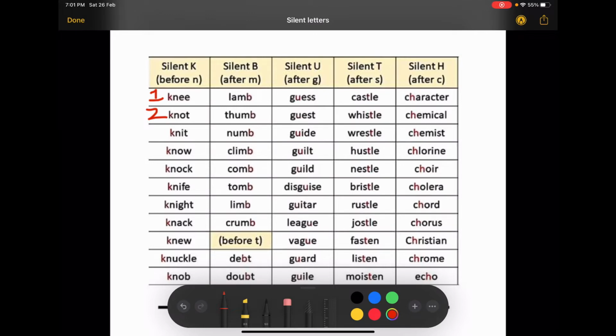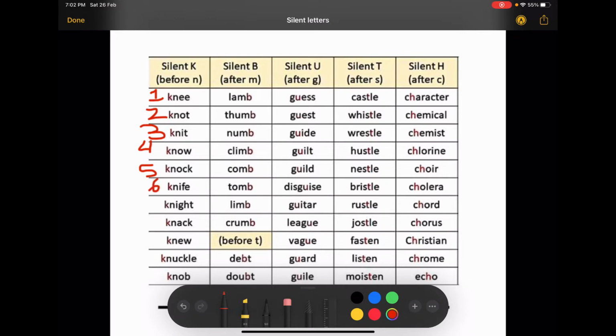It's like the K is not there while you pronounce it, but when you write it, you have to include the K. Okay, so the third word we have is knit, and you pronounce it as N-I-T. The K is silent, obviously. Okay, so the fourth word we have is know, and you pronounce it as N-O-W, but you don't pronounce it as 'now'. You pronounce it as 'no', and the K is silent.